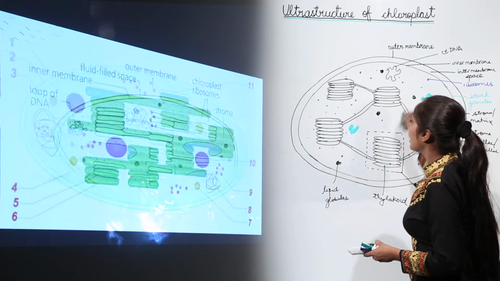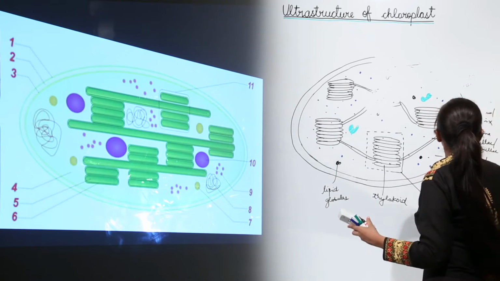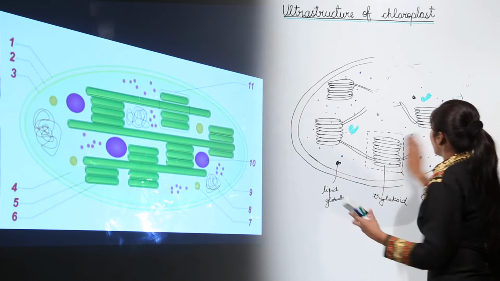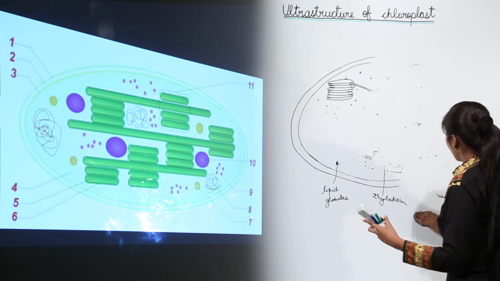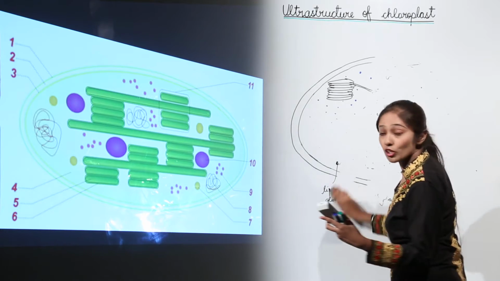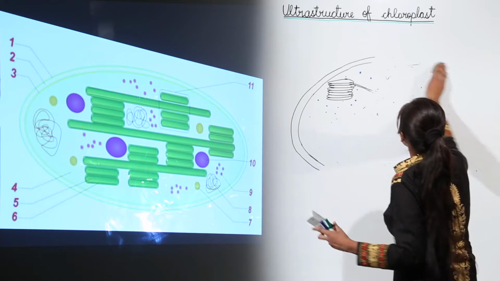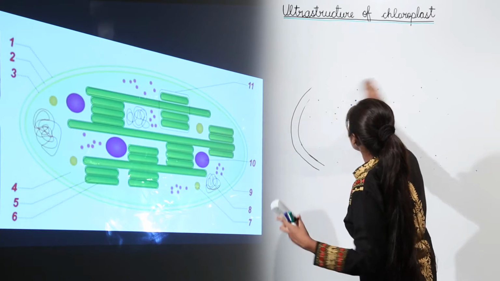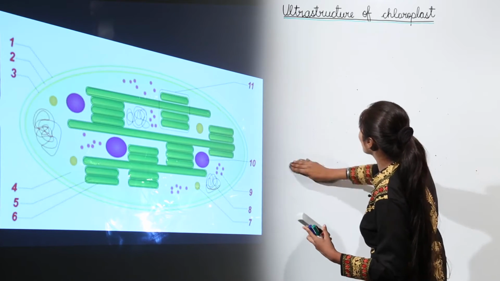So until I rub the board, just recall everything we have discussed so far, because now we'll be discussing the labeling of this diagram. I hope this is very clear to you, whatever we have done so far, the ultrastructure of chloroplast. And I hope that while doing it, you have an in-depth knowledge of what is actually there in the structure of chloroplast.